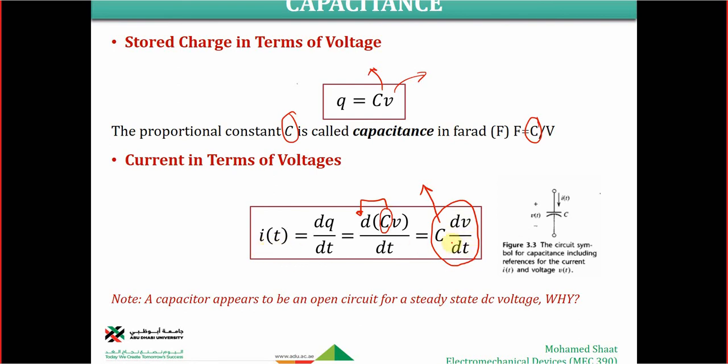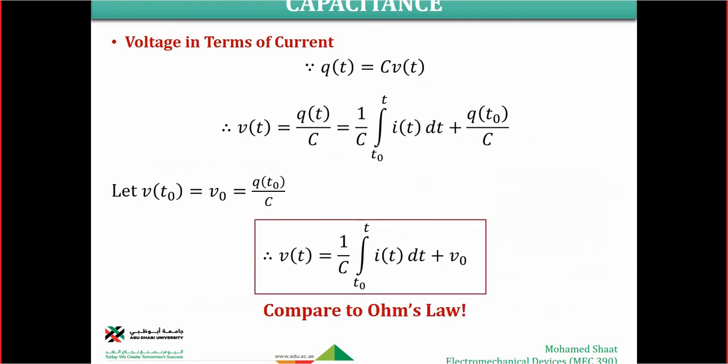If this is the current in terms of the volt, how much is the volt in terms of the current? It should be the integration. If you integrate this term and this term, dv by dt becomes v, which is the volt, and the other one is the integration. So the volt in terms of the current should be the integration of the current, multiplied by 1 over C.